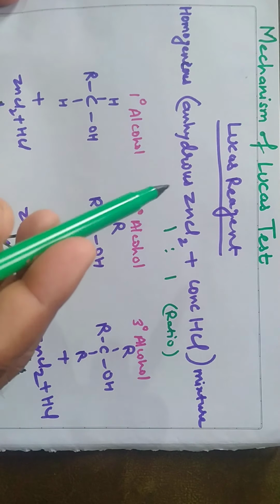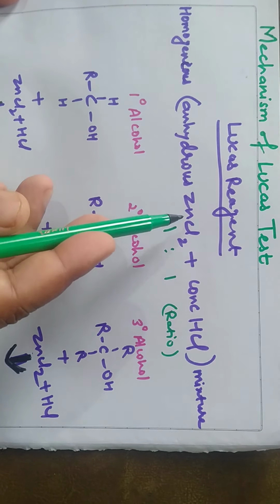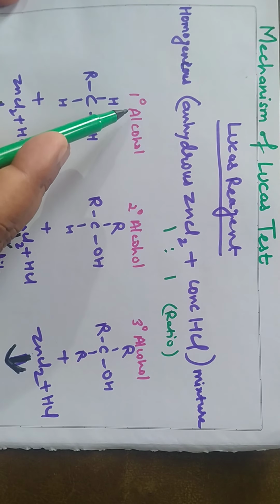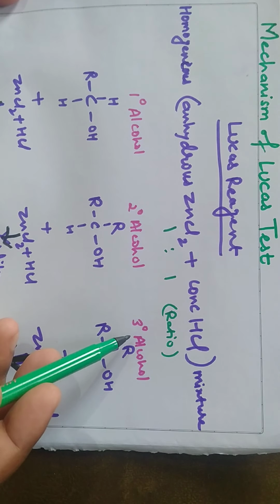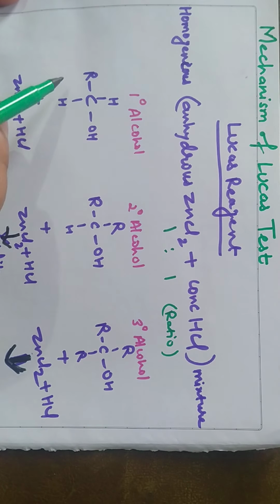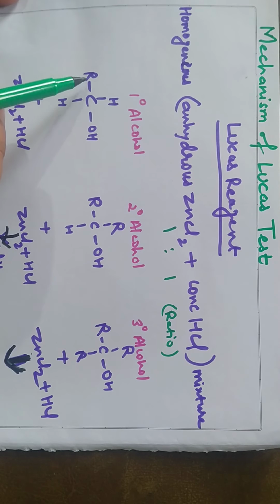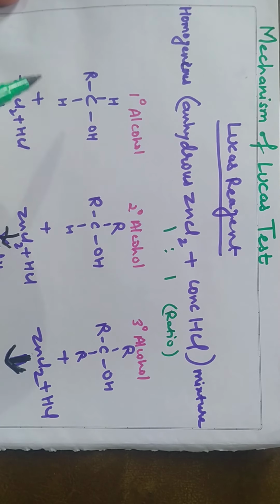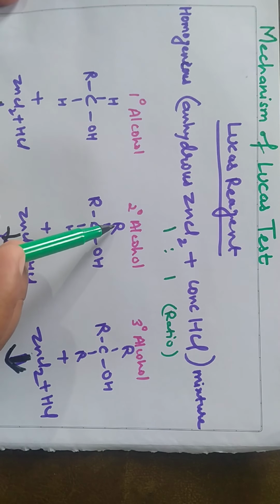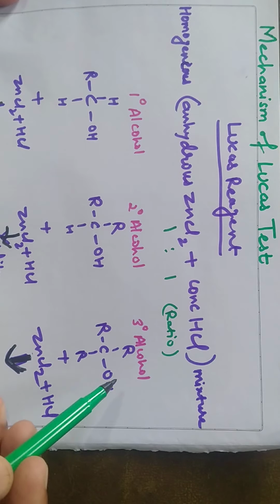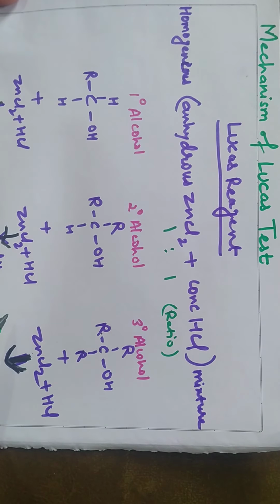Now, what is the role of Lucas reagent? Lucas reagent can distinguish between 1 degree alcohol, 2 degree alcohol, and 3 degree alcohol. How? This one is 1 degree alcohol. How is it 1 degree alcohol? Because carbon is attached with one alkyl group. This one is secondary alcohol, 2 degree alcohol, because carbon is attached with two alkyl groups. And this one is 3 degree alcohol because this carbon is attached with 3 alkyl groups.